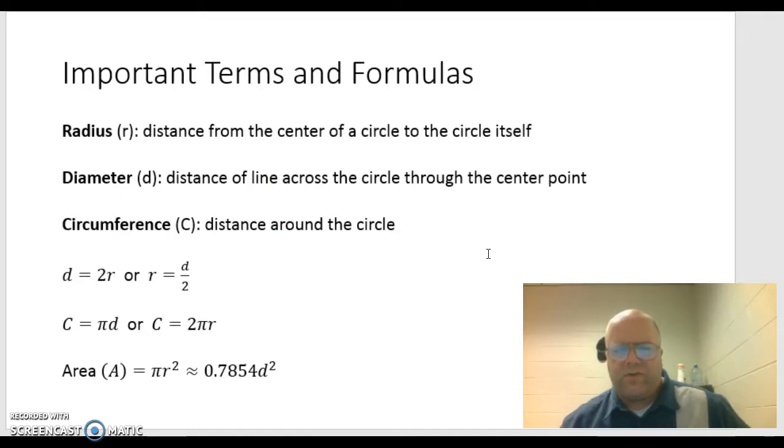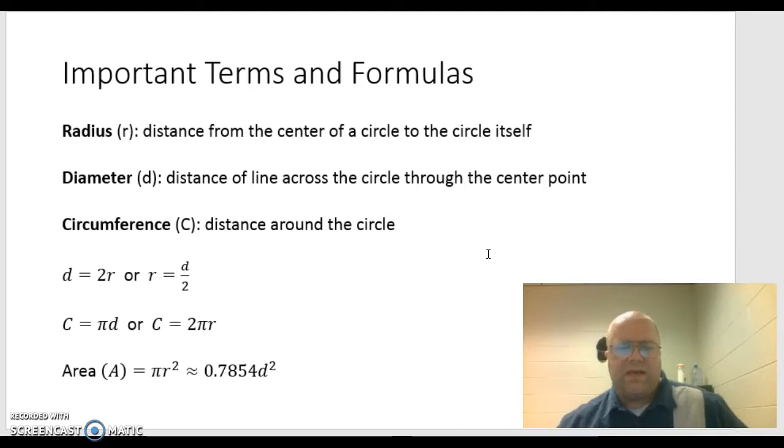For circles, we have the radius, which is the distance from the center to the outside of the circle. The diameter, which is the distance across the entire circle. That distance goes through the center point. And we have the circumference, which is the distance around the circle. It's very similar to perimeter for polygons. So let's talk about some formulas.